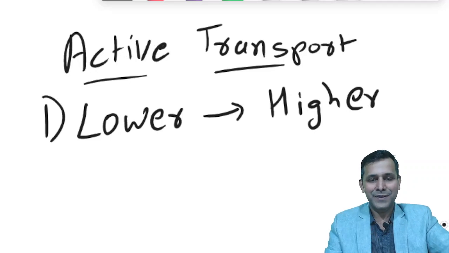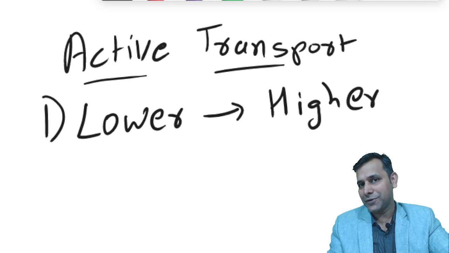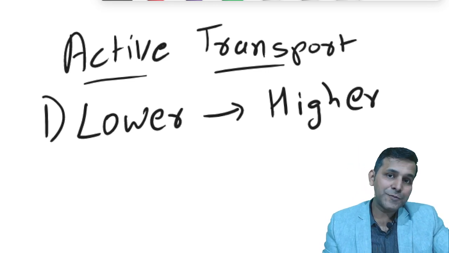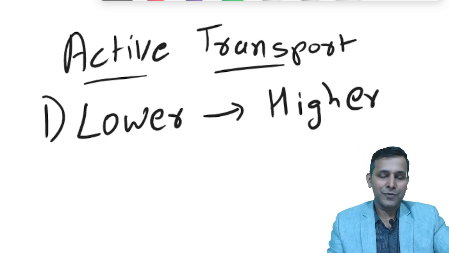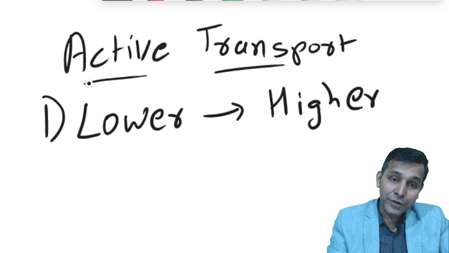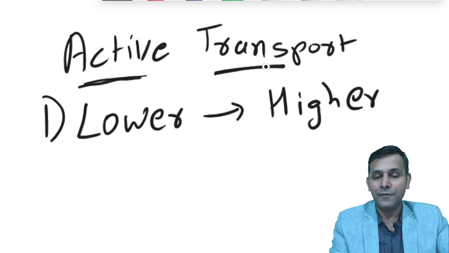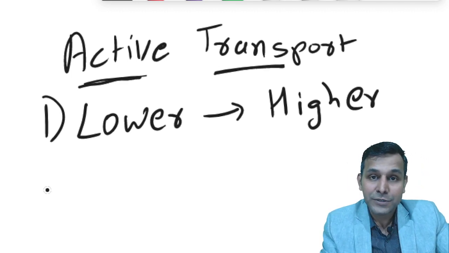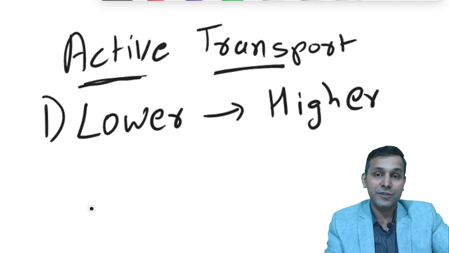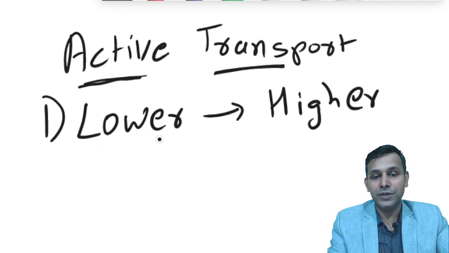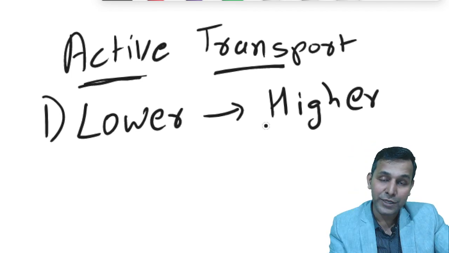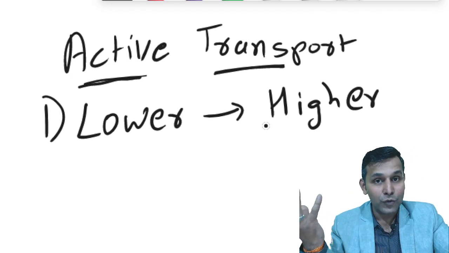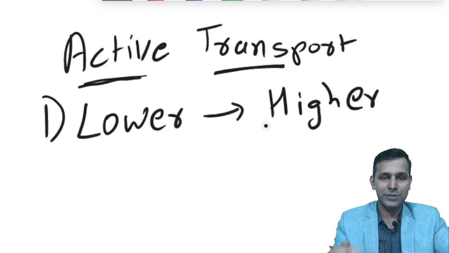Hello everyone, let us learn about active transport. Active transport is very different from passive transport. Why? Remember, active transport is a type of transportation where substances move from lower concentration to higher concentration. In fact, there are transport proteins which carry the molecules from lower concentration to higher concentration.